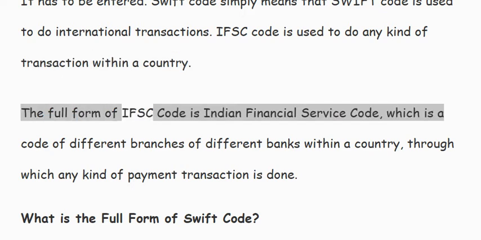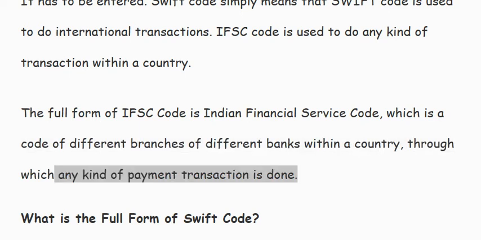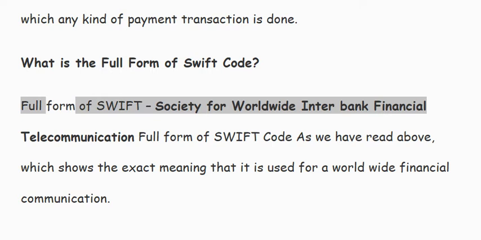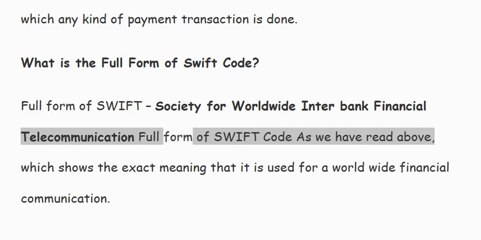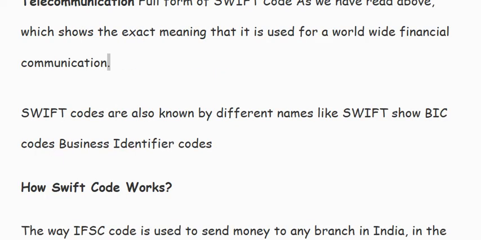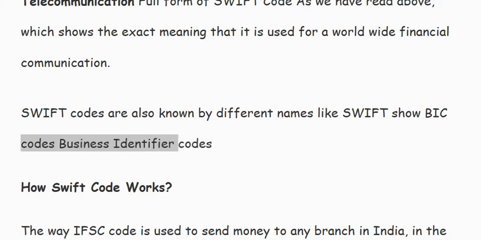The full form of IFSC code is Indian Financial System Code, which is a code of different branches of different banks within a country, through which any kind of payment transaction is done. What is the full form of SWIFT code? The full form of SWIFT is Society for Worldwide Interbank Financial Telecommunication, which shows that it is used for worldwide financial communication. SWIFT codes are also known by other names like BIC codes, Business Identifier Codes.